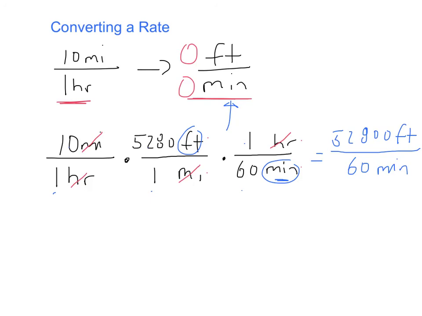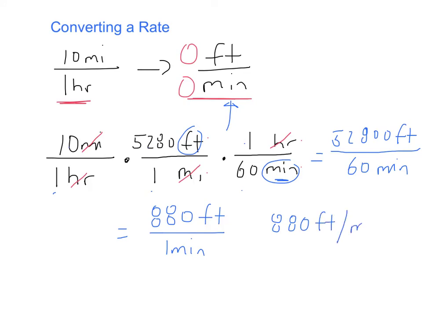Now I'm going to simplify this and change it to a unit rate. So 52,800 feet over 60 minutes simplifies to 880 feet over 1 minute. So 10 miles in 1 hour is the same thing as 880 feet per minute. Now, we're going to spend a lot more time in class going over dimensional analysis or converting a rate, but this is just a short example, and we'll have more practice later on. I hope this helps.